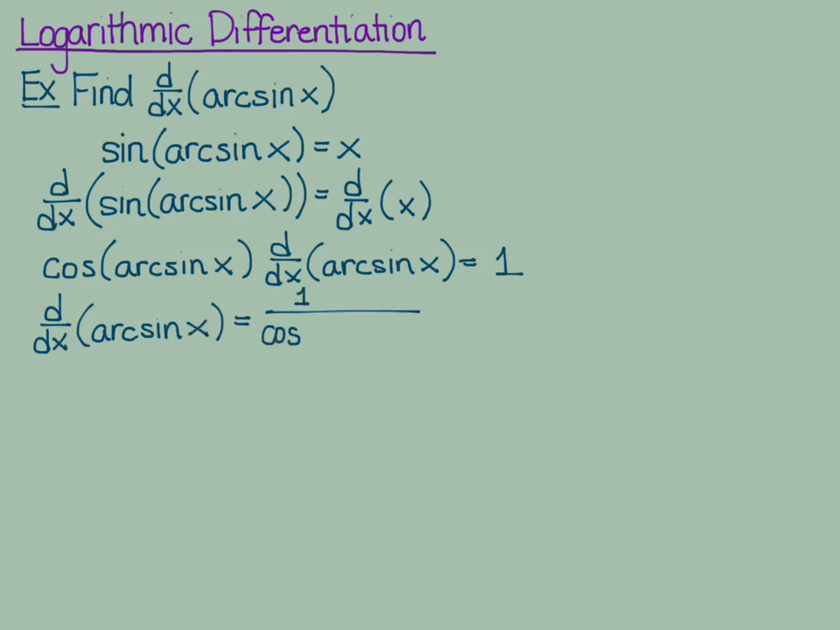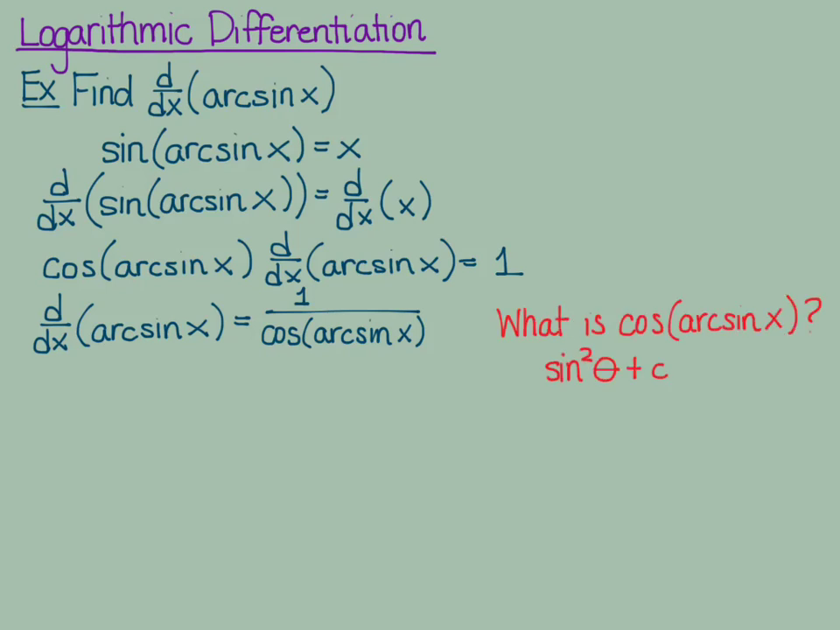Now we just solve for d by dx of arc sine of x. Unfortunately, we're left with 1 over cosine of arc sine of x, which in practical terms would be very hard to compute. So what is cosine of arc sine of x?